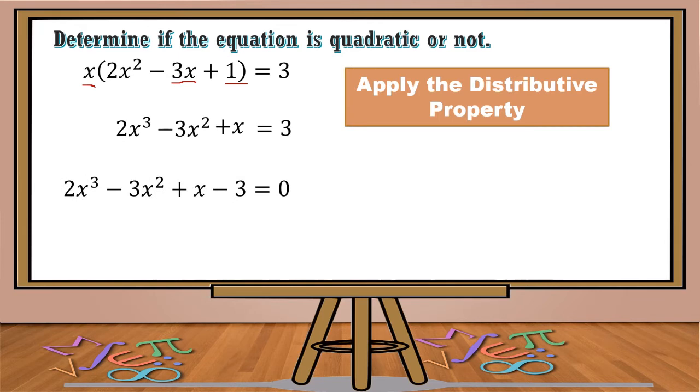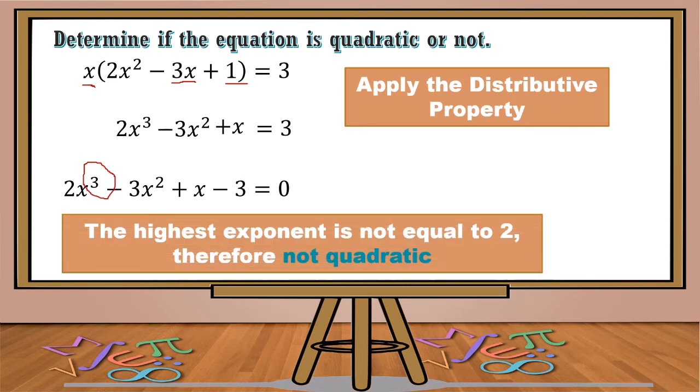So writing the equation in its standard form, that would be 2x cubed minus 3x squared plus x minus 3 equals 0. Take note that this is not quadratic because the highest exponent is not equal to 2. Therefore, it is not quadratic. Let us have another example.